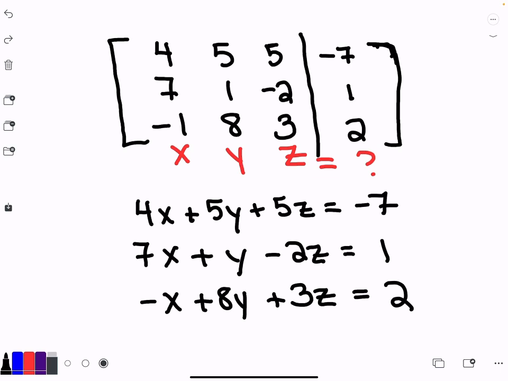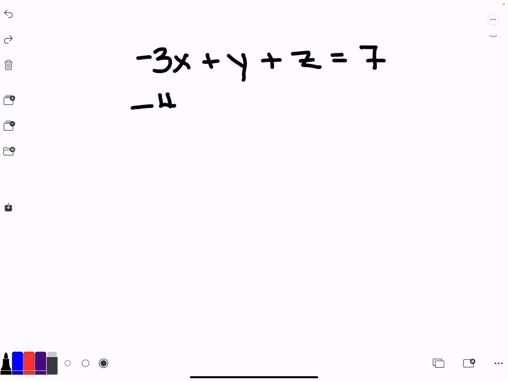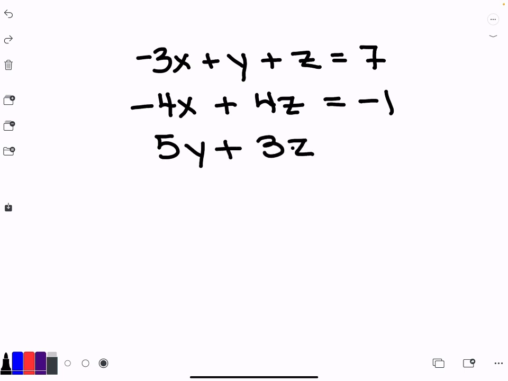If for whatever reason, I want to show you one more thing because I've seen this happen before too. Let's say I have this right here, and the problem is asking you to turn this into a matrix, right?